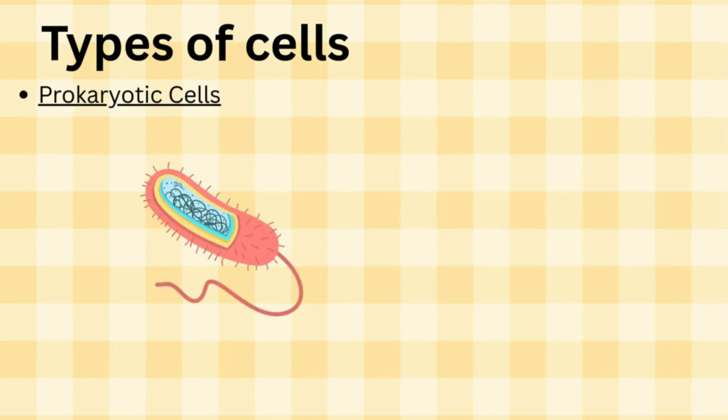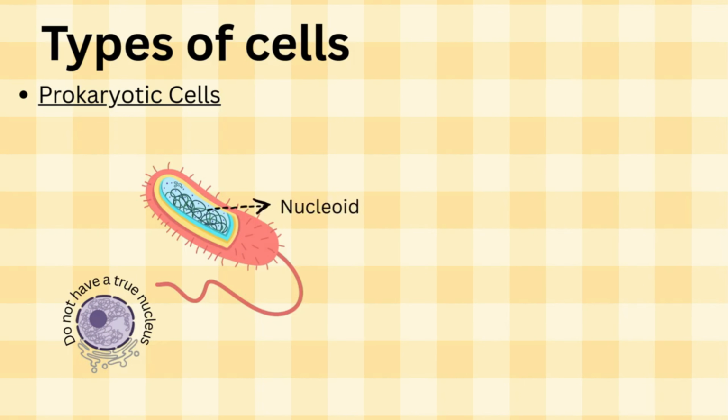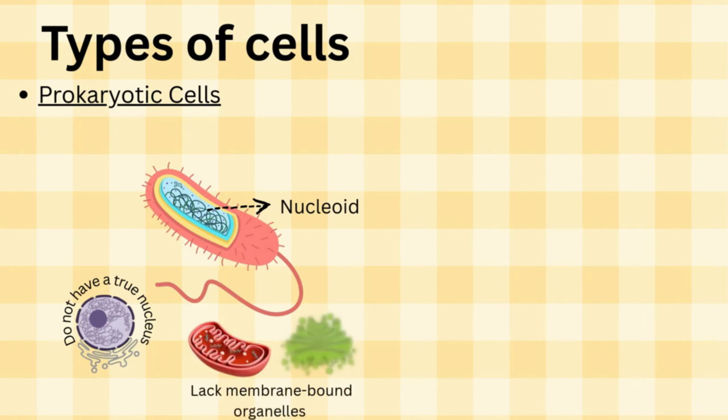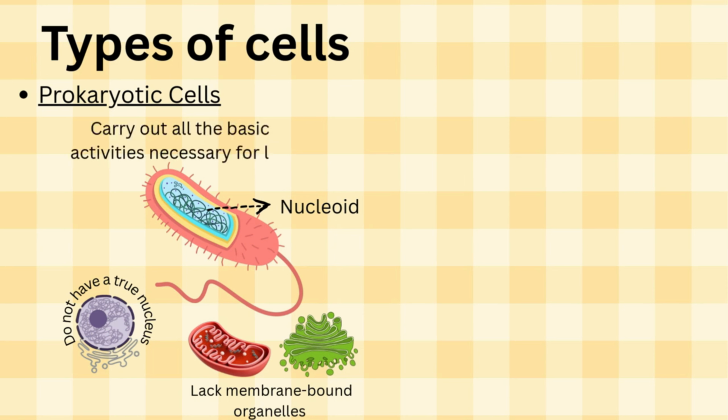Prokaryotic cells are the simplest and most primitive type of cells. These cells do not have a true nucleus. Instead of being enclosed within a nuclear membrane, the genetic material is located in a region called the nucleoid. Prokaryotic cells also lack membrane-bound organelles such as mitochondria or Golgi bodies. Despite their simple structure, these cells are capable of carrying out all the basic activities necessary for life.